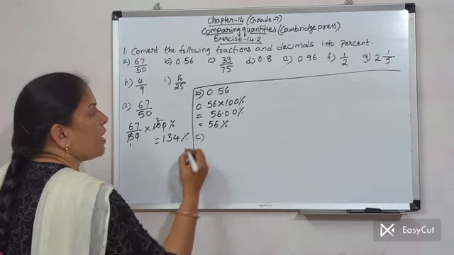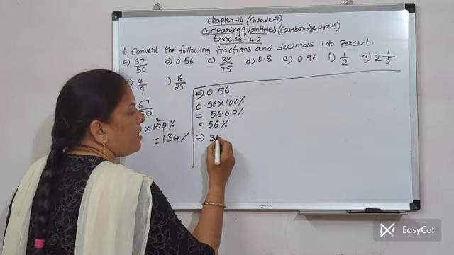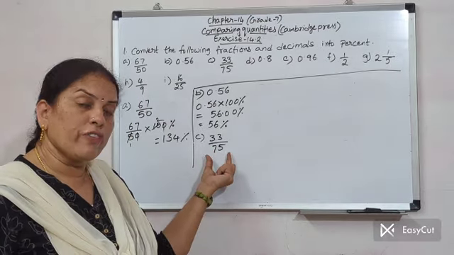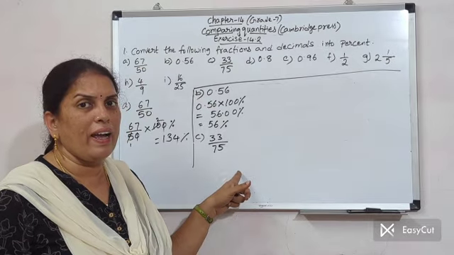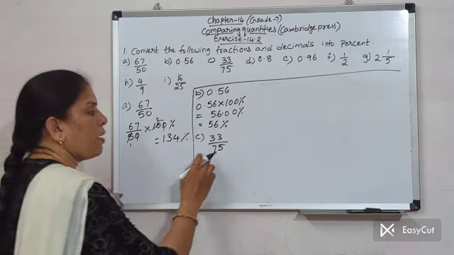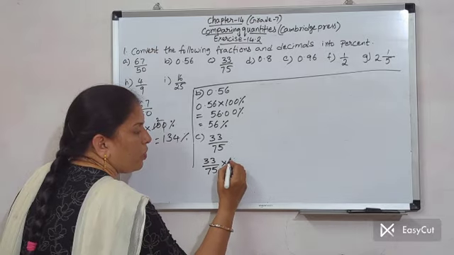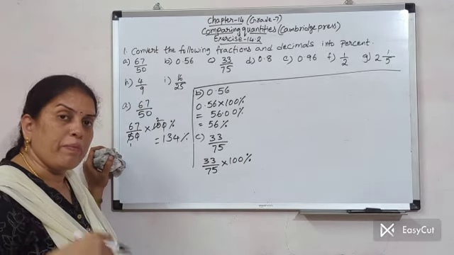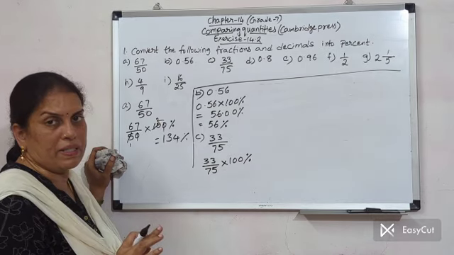What is the C question? 33 by 75. Now what I told you is that to convert a fraction into percent, we must multiply by 100%. So I am writing 33 by 75 into 100%. Whatever it may be, decimal or fraction, you must multiply with 100%.